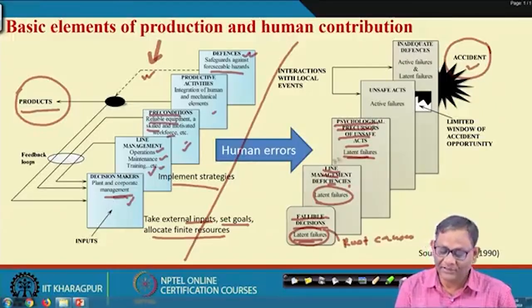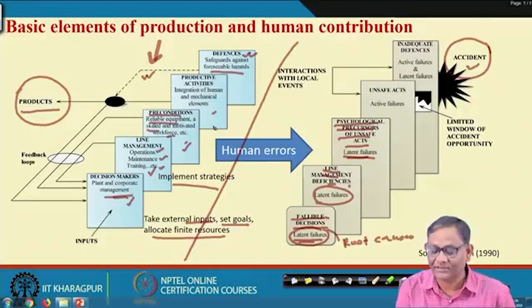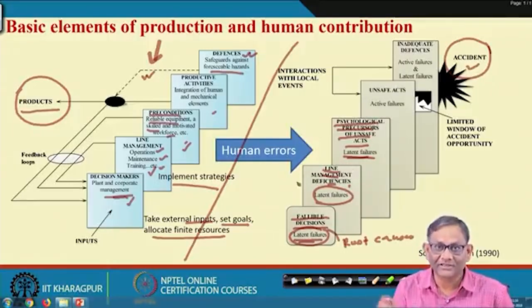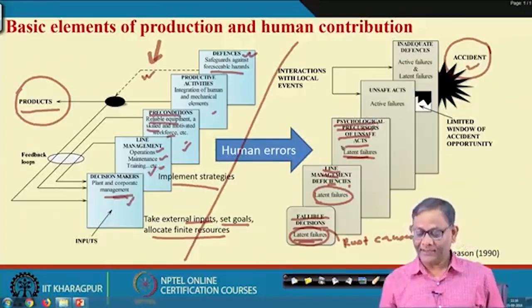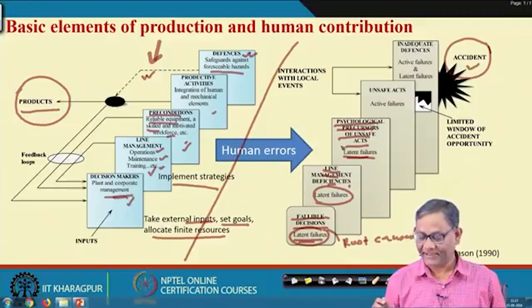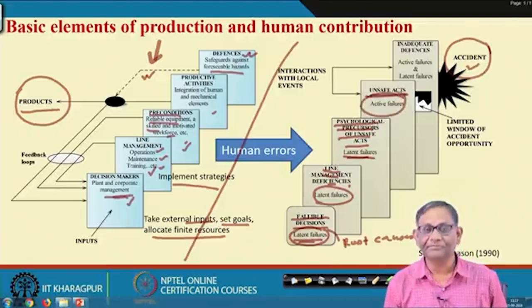If these things are not done properly, then overload, job pressure, job stress, time constraints, and overproduction, so many things, ultimately lead to unsafe acts. And when an accident takes place, you will find these unsafe acts very easy to identify, because they are active.